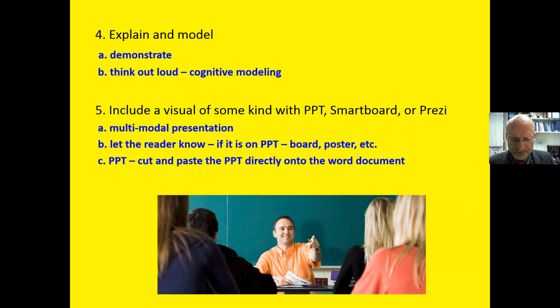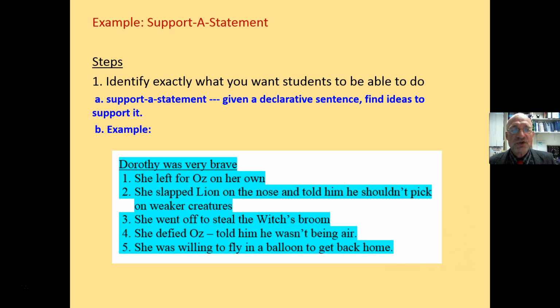Use kid language. During the input, a brand new skill, you have to explain it, but then you have to model, demonstrate it. These are the steps. Watch me as I do it, and you are thinking out loud. We call that cognitive modeling. You have to use a visual of some sort. PowerPoint, Smartboard, Prezi, and your lesson plan should tell us this will be on the board, this will be on a poster, this will be on a PowerPoint. Let the reader know. If you're using a PowerPoint or Prezi, you can cut and paste very easily, shrink it down right onto a Word document so that lets the reader know exactly what you're doing. Now remember, if it's organized up here, it's going to be organized out there as you teach the lesson.